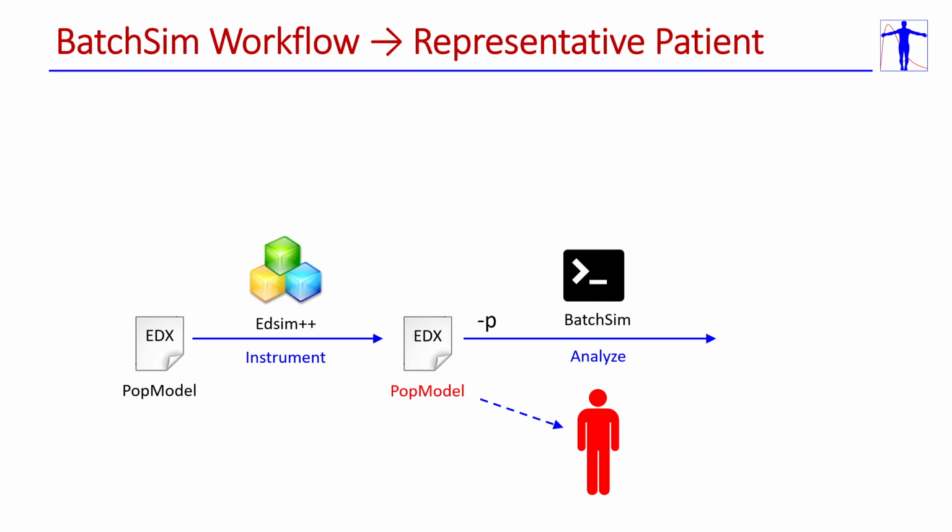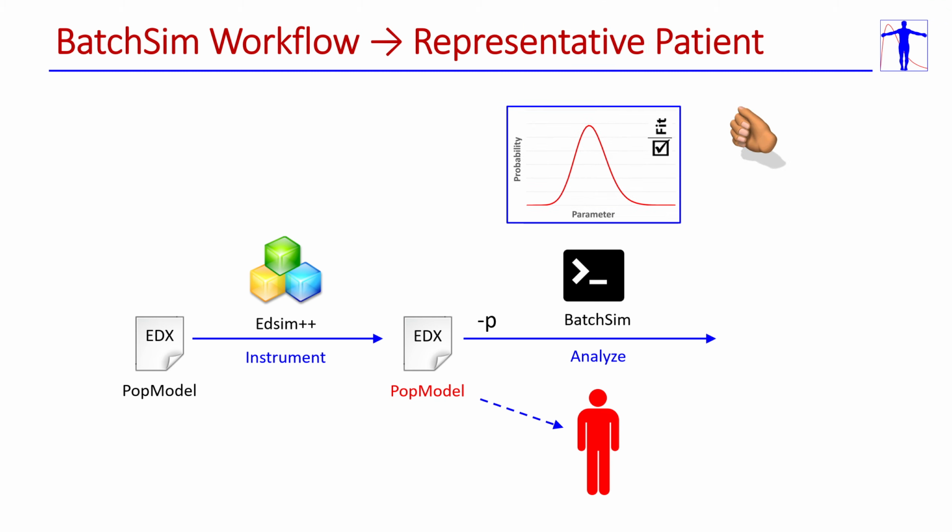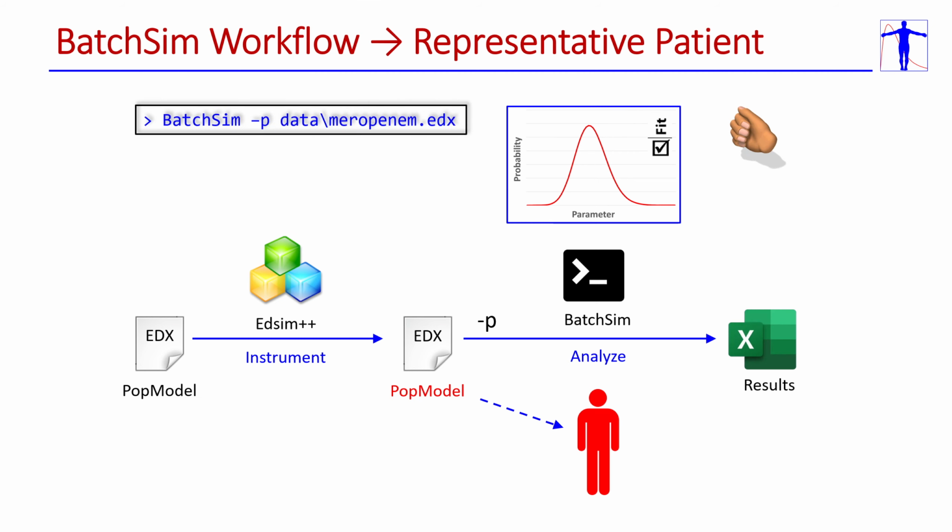The characteristics of a typical patient are contained in the population model. Only parameters with their fit property enabled will be randomized using the specified mean value and standard deviation. The results are captured in an Excel workbook which is automatically shown after completion of the process. This is a typical BatchSim command line.